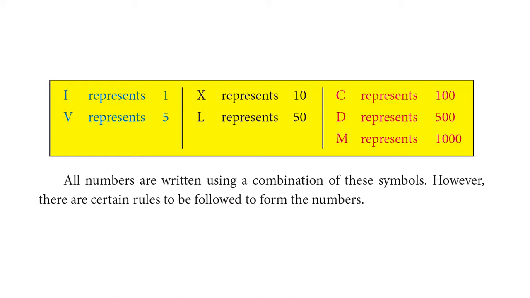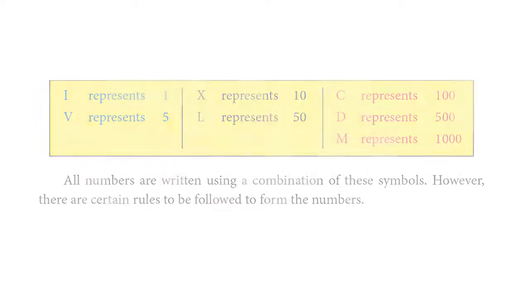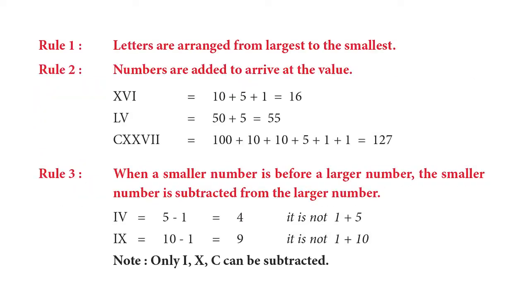Let's see, there are some rules that we have to remember. Please take a look at the screen. Rule number 1, letters are arranged from largest to smallest. You can see the largest number 1000, then 500, then C. So in any given numeral, it will always be largest to smallest. We will take examples of each.